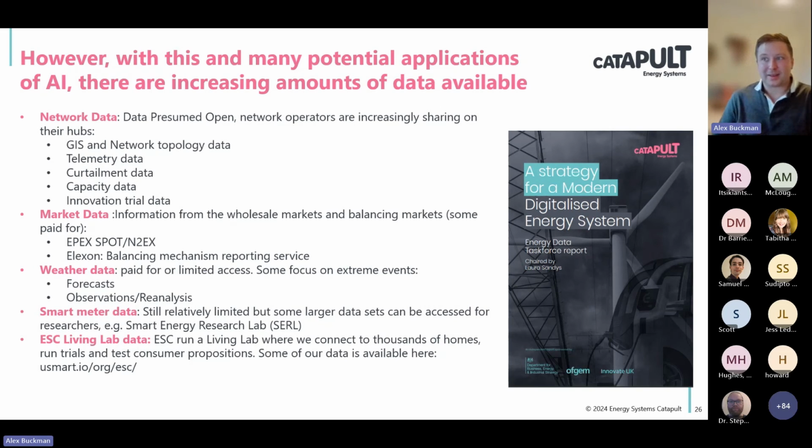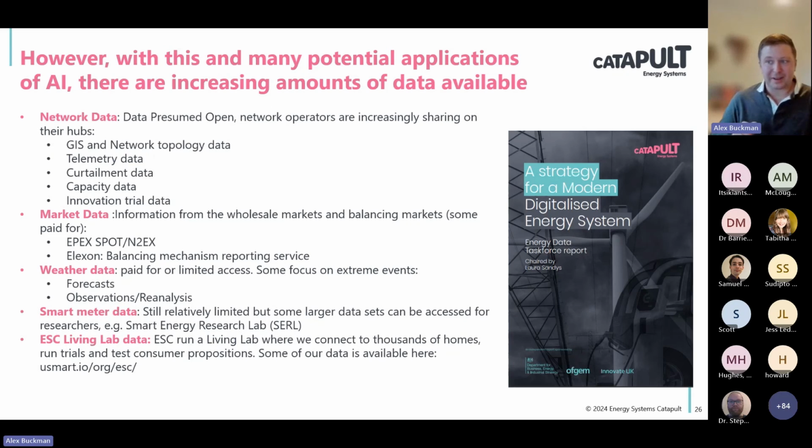So network data, data presumed open, is where network operators are increasingly sharing their data on their hubs. So there's GIS data, network topology data, telemetry data, curtailment data, capacity data, innovation trial data, all of that is available to use to help you get into this space. Market data is also quite widely available.